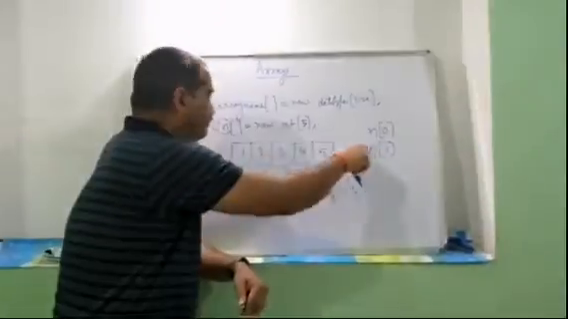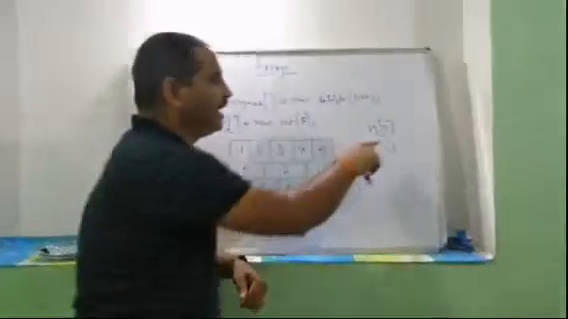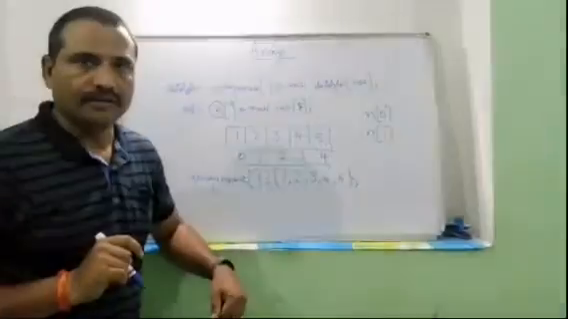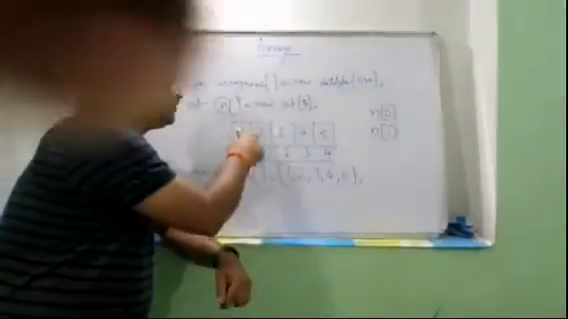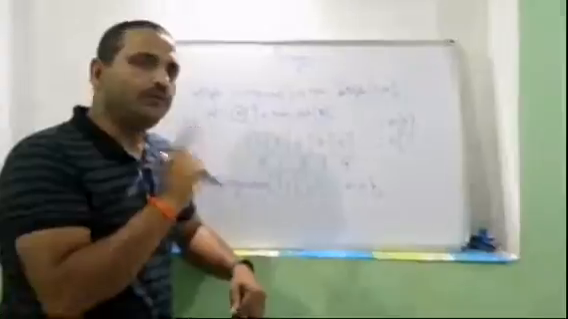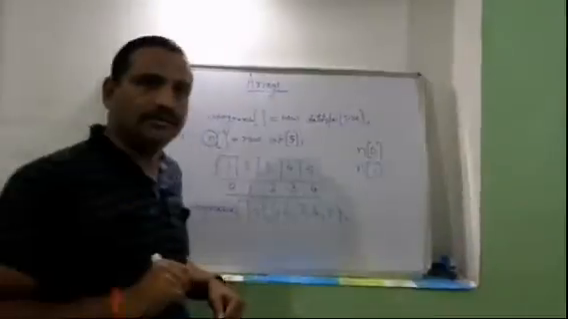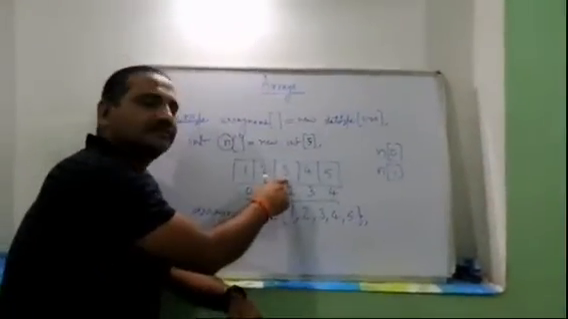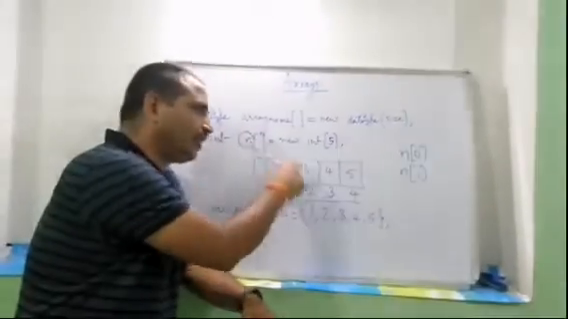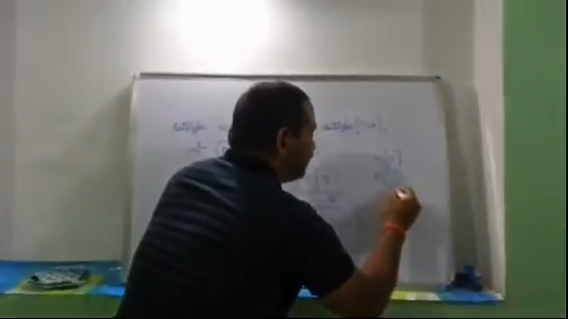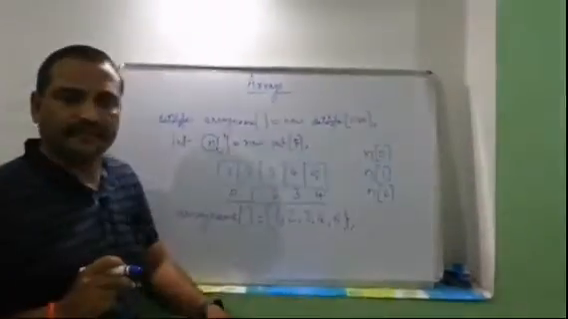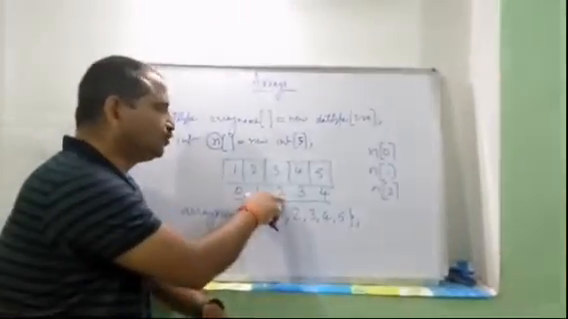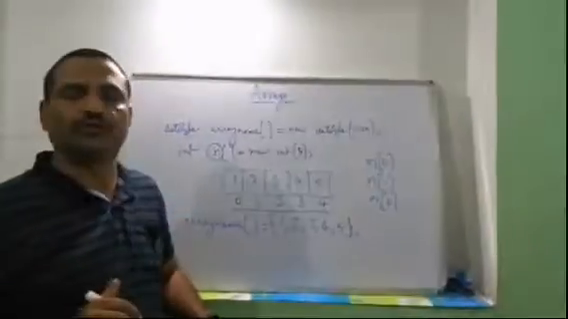Next variable is n of 1. n is the array name, whatever we have declared, and 1 is the index value. So on this position, which value is stored? 2. So 2 will be the value of this variable. If you want to access this 3, for that we have to write n of 2. n is the variable name, 2 is the index value, the position. Position is 2, and on this position 3 is stored.